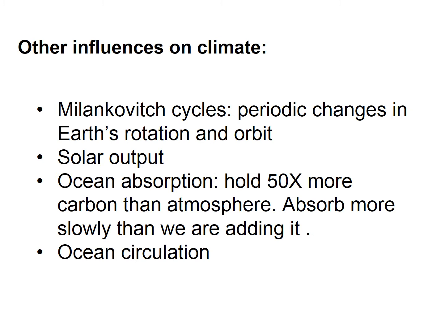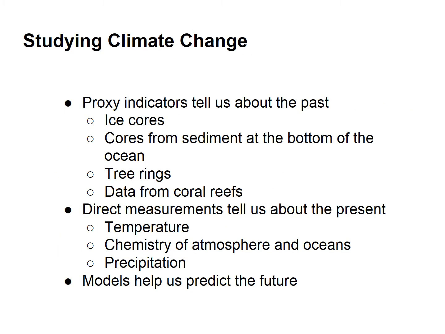Okay. If you remember from that clip we showed in class, there are other influences on climate. So these are the Milankovitch cycles, solar output. The ocean actually can absorb a lot of carbon, but it absorbs it more slowly than we're adding to it. And then the ocean circulation. So remember, things like Northern Europe is warmer than we would expect because of this ocean circulation. So these things all are other influences on climate.